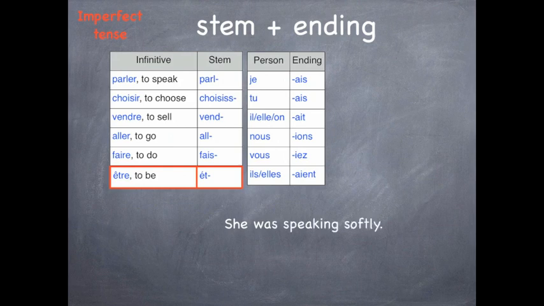She was speaking softly. The stem of parler is PARL, and the ending for she is AIT. Elle parlait doucement.